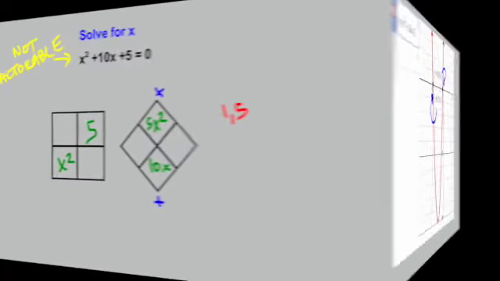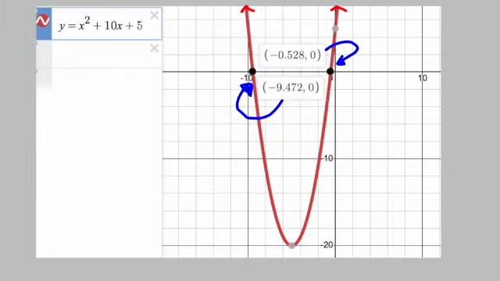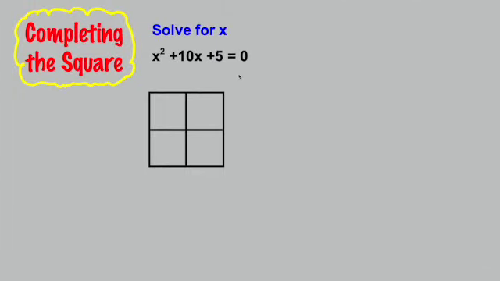And yet, when you go ahead and graph it, you'll notice that there are two x-intercepts. So there are solutions to this, but unfortunately, factoring is not going to get us that answer. So then the question becomes, well, what do you do? Well, there's another method you could use called completing the square. And this is how it works.